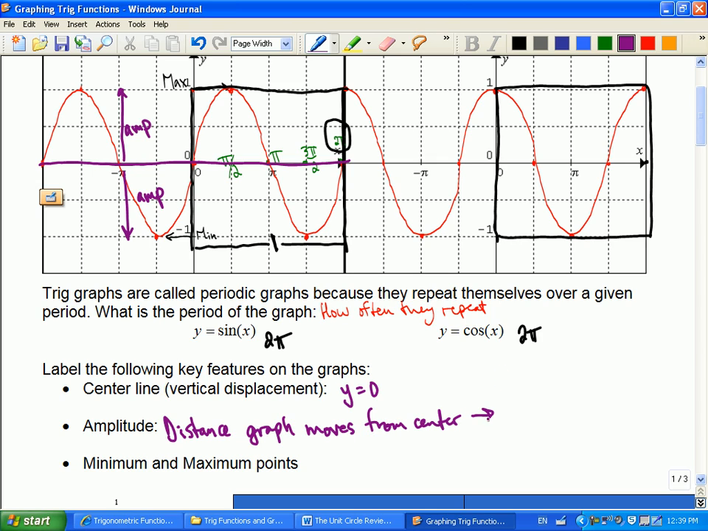And in both cases, it's 1. Now, one thing to be careful of, we're using distance like a scalar, meaning there's no negatives here. It's just a positive value. So we always talk about, like, this isn't an amplitude of -1 because it dropped. This is the distance it went away from the center line, and that distance is 1. So we would always say the positive number for amplitudes.